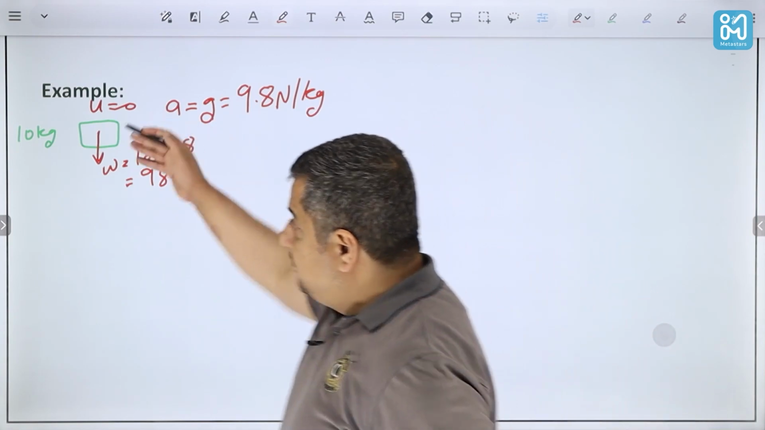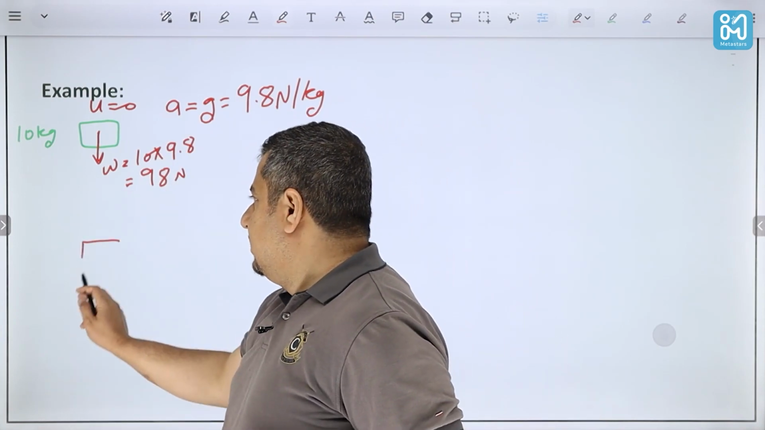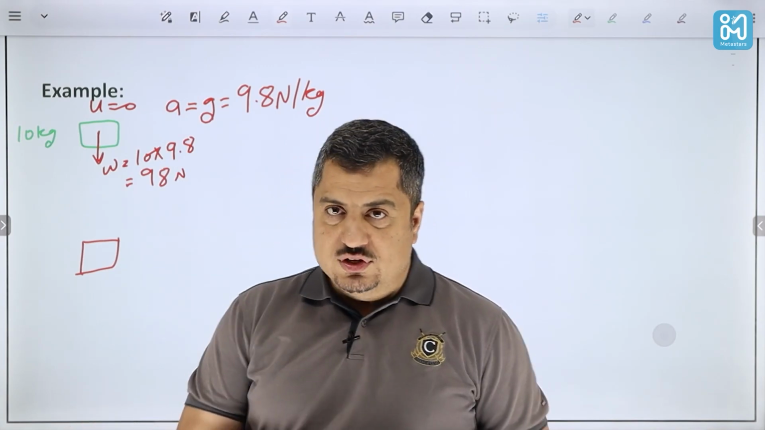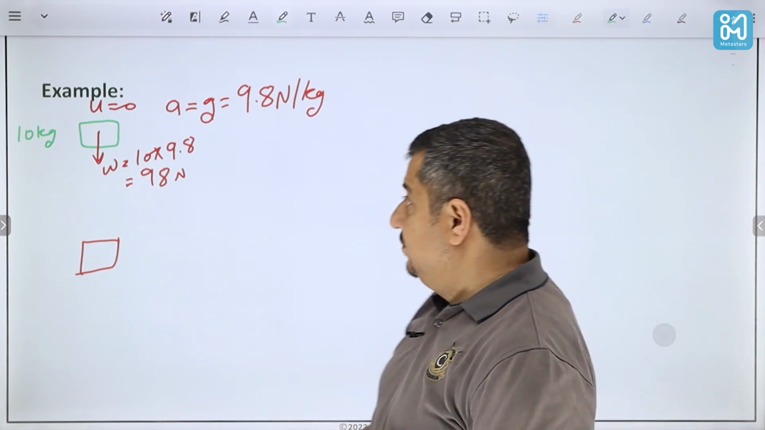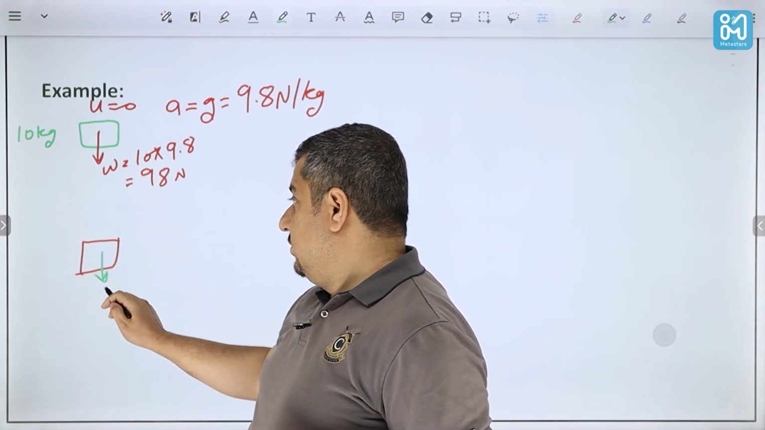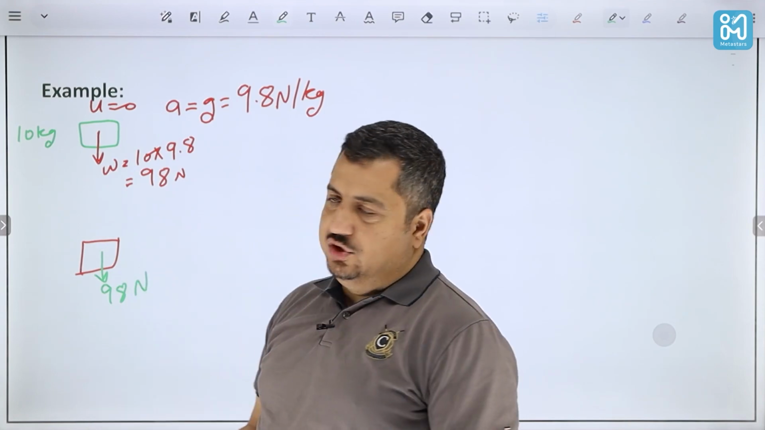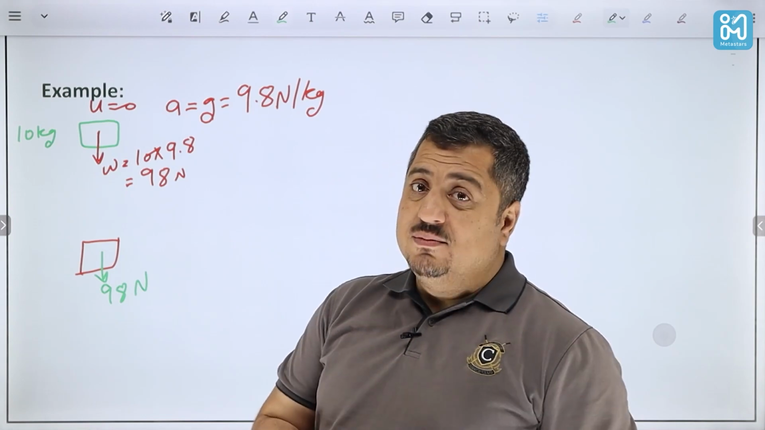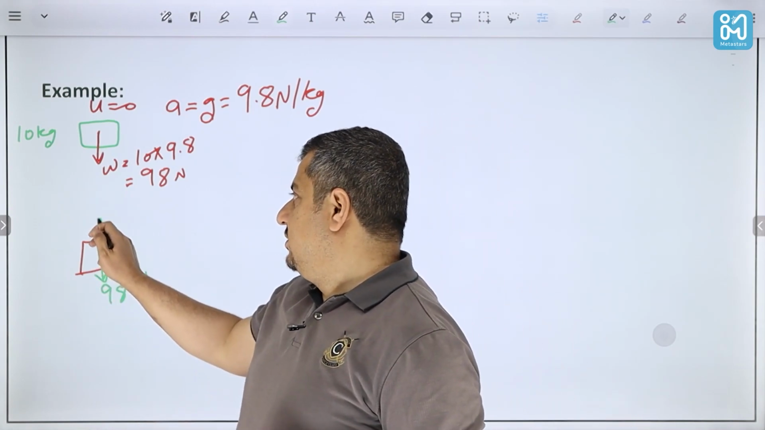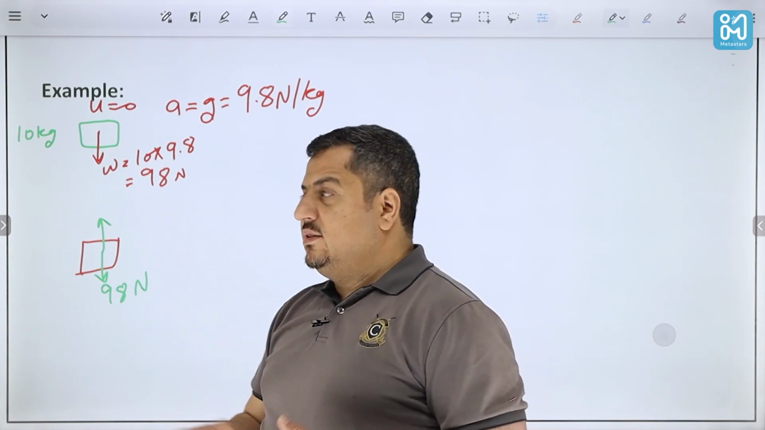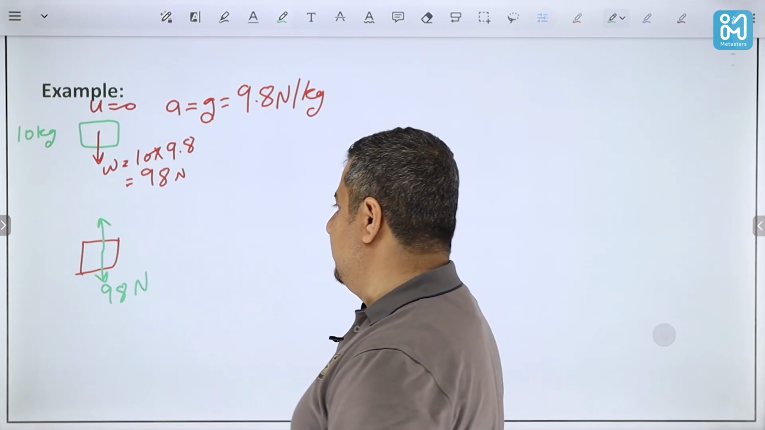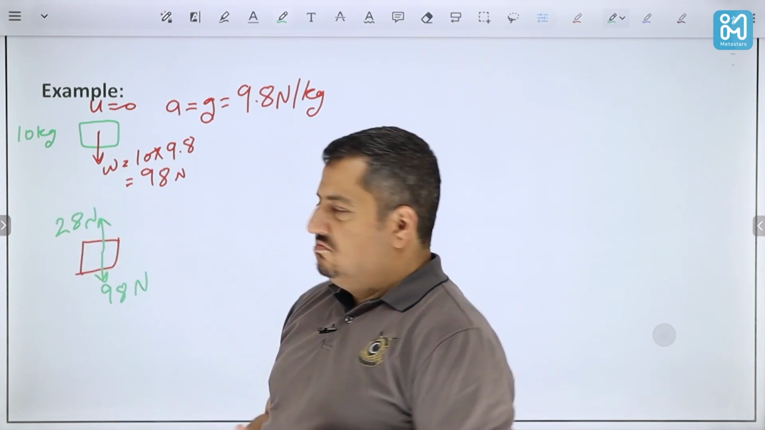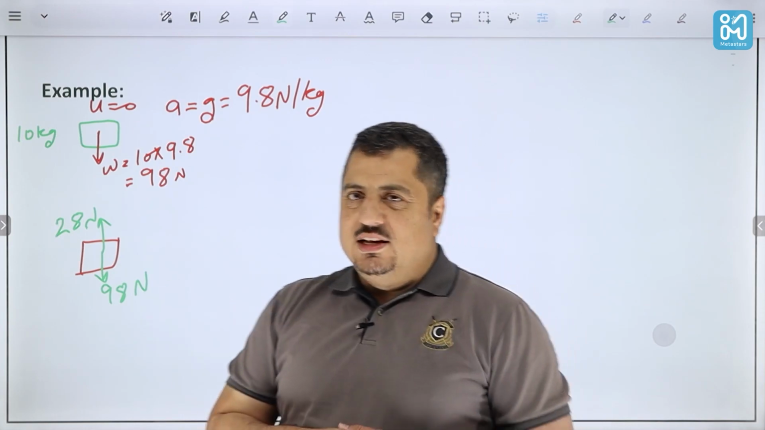Now, the object starts moving, and let's say that the speed now is something. What are the forces that are affecting the object now? Of course, there is weight, which is 98 newtons, which will not change. But because we have some speed, there is some air resistance, which is always in the opposite direction of movement. And let's give some number for the air resistance. Let's make it 28 newtons. So what is the acceleration now?